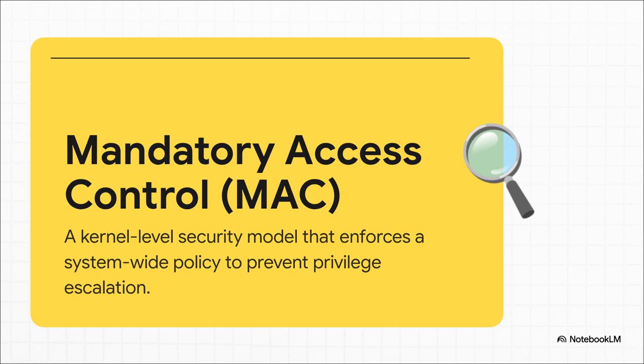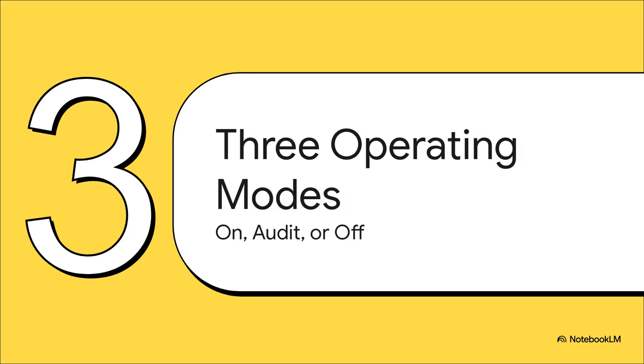So let's say a web server process gets compromised. Normally, that's bad news. But with SELinux, a policy can step in and say, nope, you're a web server, you have no business trying to read private SSH keys or mess with system files. It contains the damage. Okay, so the theory is cool and all, but how do we actually use this thing?